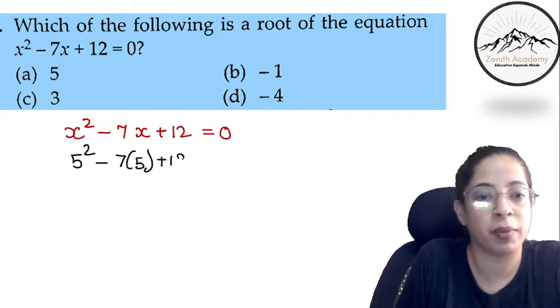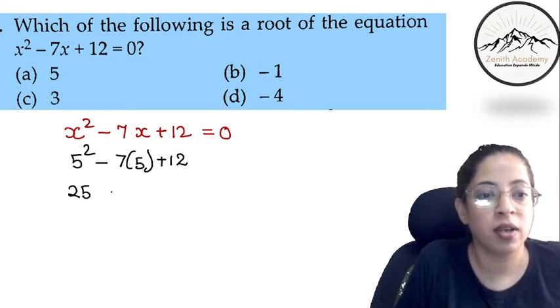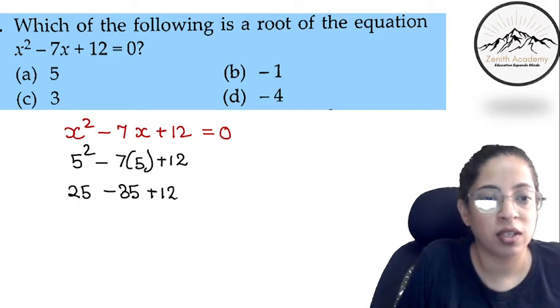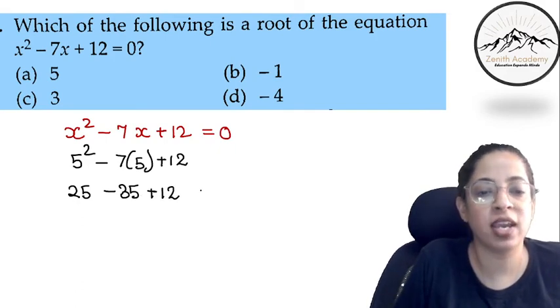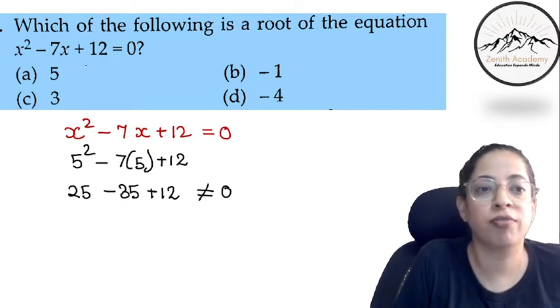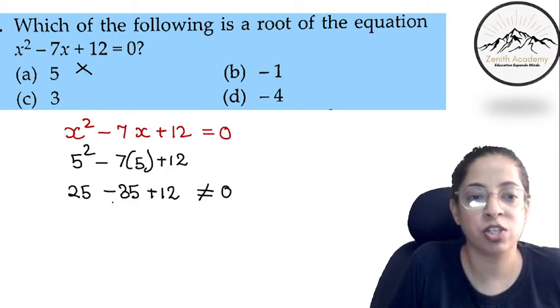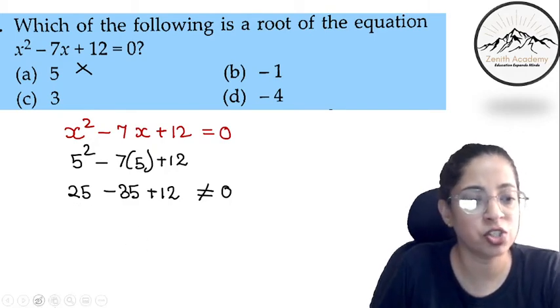How much is it coming? We are just taking the left hand side. So this is 25 minus 35 plus 12. This is in no way coming equal to 0. So this is not equal to 0. Therefore 5 is not the root of the equation, right? ये तो 0 नहीं आ रहा है. Let's check another one.